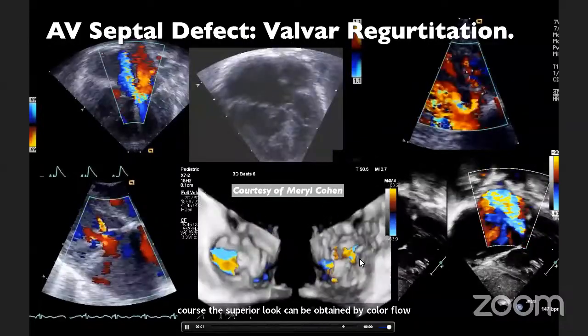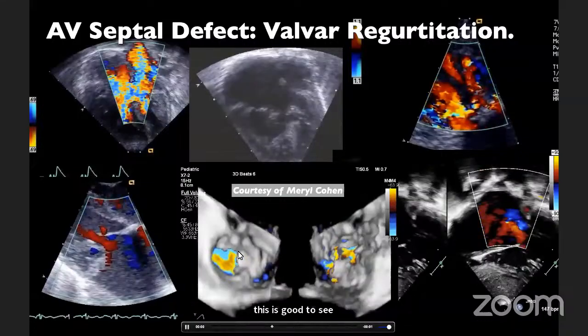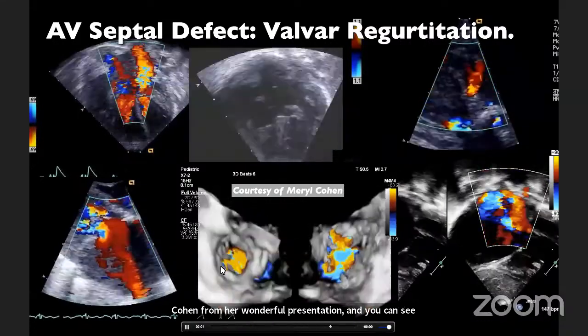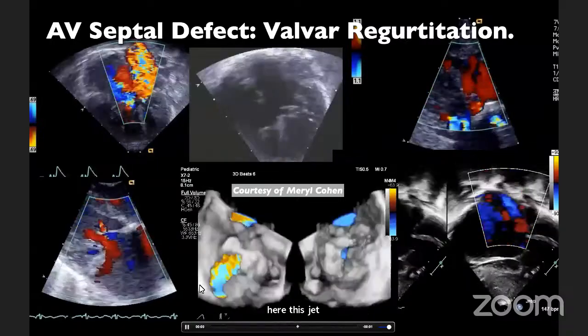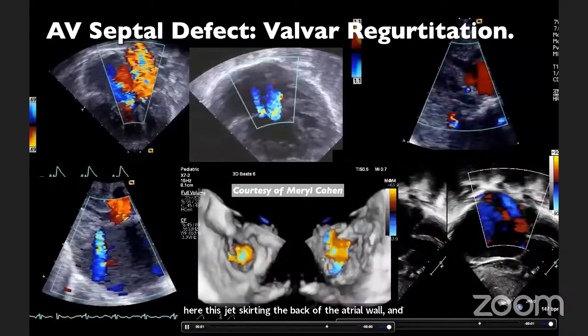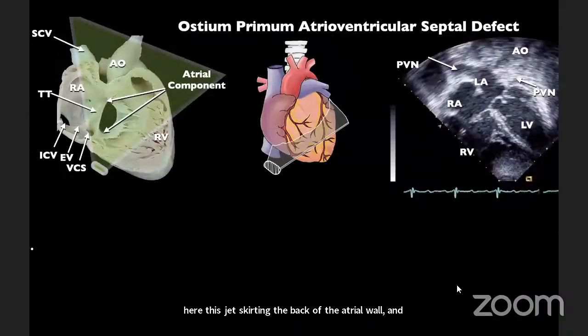And just to remind you that, of course, the superior look can be obtained by color flow. This is courtesy of Dr. Cohen from her wonderful presentation. And you can see here this jet skirting the back of the atrial wall and hugging the atrial wall here. And this is the right side of this jet.